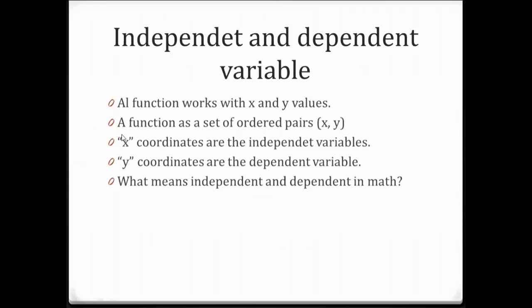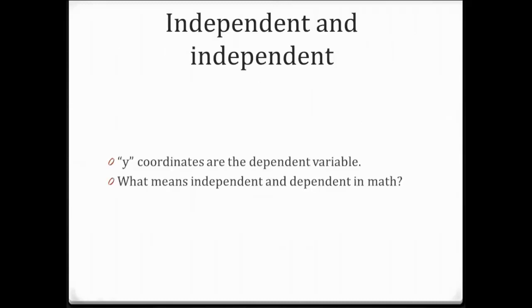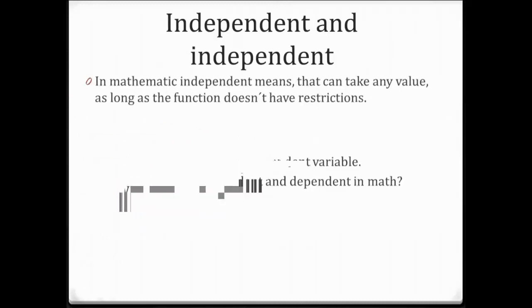Every ordered pair has an x coordinate, which is the independent variable, and a y coordinate, which is the dependent variable. And as I told you in the first class, to respect this, the x always goes first and then the y. So what do independent and dependent mean in mathematics? Because probably that's your question. In a different context, you are totally clear about what it is, but in math, it's a little bit different.